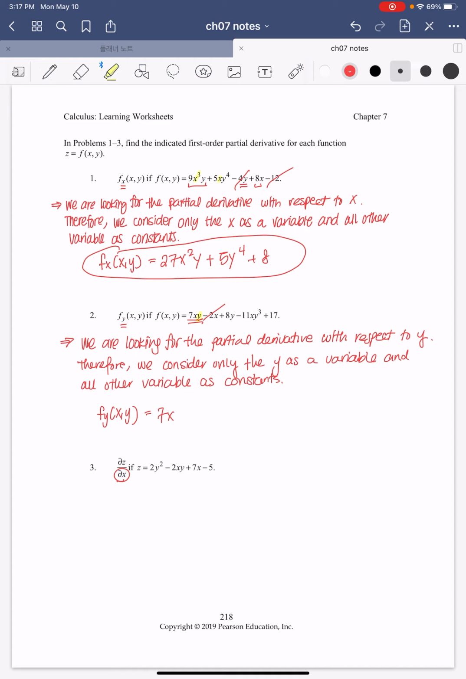Y is a variable, so in fact, if you want to, you can always highlight the y in the whole entire equation, so you remember which variable you're taking the derivative of. So 8y, derivative of 8y will be just 8. Derivative of y cubed is 3y squared, which makes it negative 11x times 3y squared. And then this one is a constant. So my final answer, 7x plus 8 minus 33xy squared, will be my final derivative function. Okay.